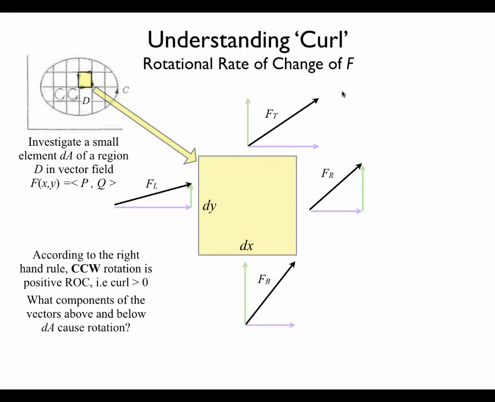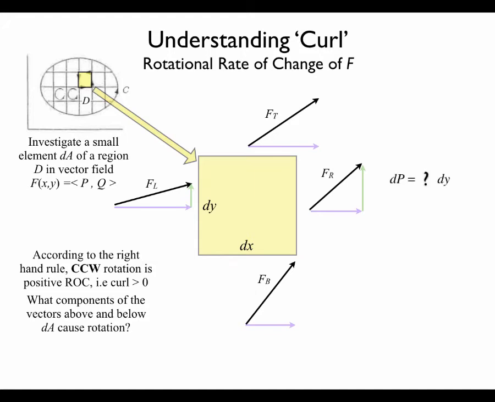Right, so do you see that it should be the piece? When it comes to rotational rate of change, and we're looking at the vectors above and below, the Q's don't matter. Those green vectors don't matter. Okay, so when we talk about rotation, all we care for the top and bottom vectors are the P vectors.